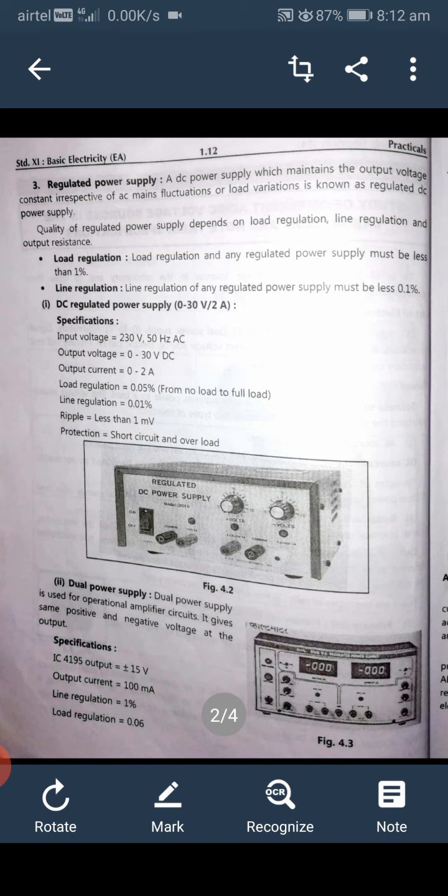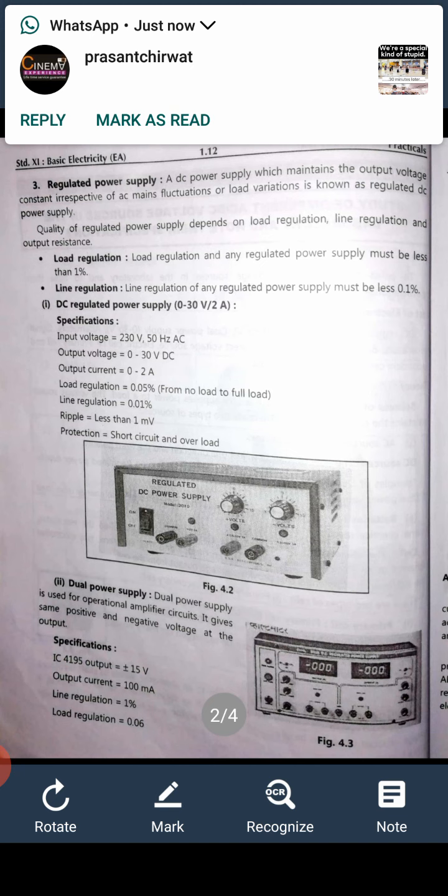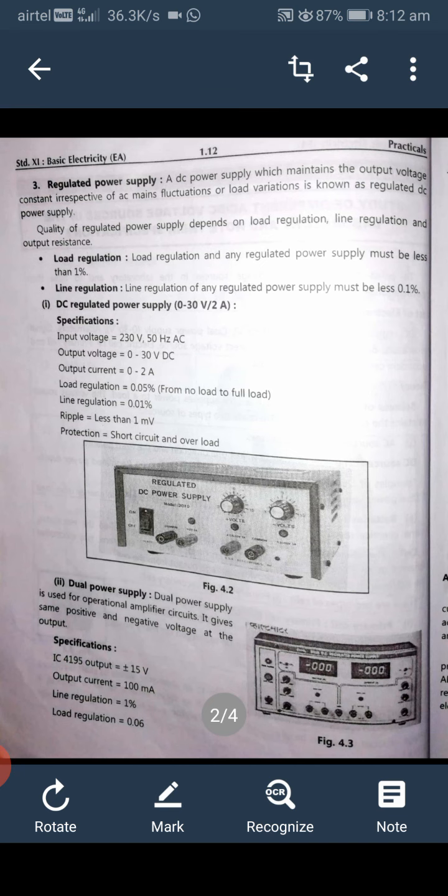Dual power supply. Dual power supply is used for operational amplifier circuits. It gives the same positive and negative voltage at the output. The diagram of the dual power supply is given below. The specification of dual power supply: IC 4195 output is plus minus 15 volt, output current 100 milliampere, line regulation 1%, load regulation 0.06.